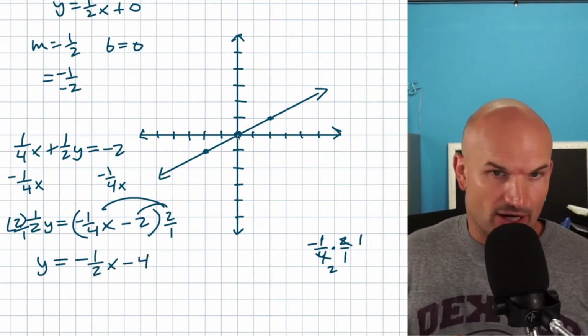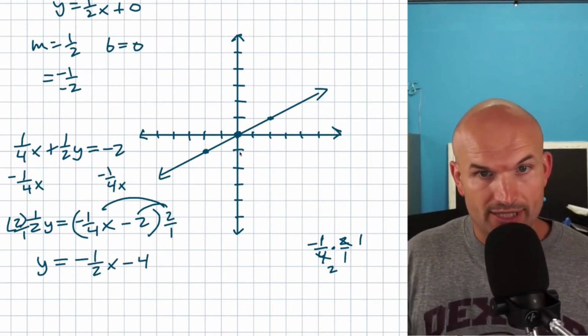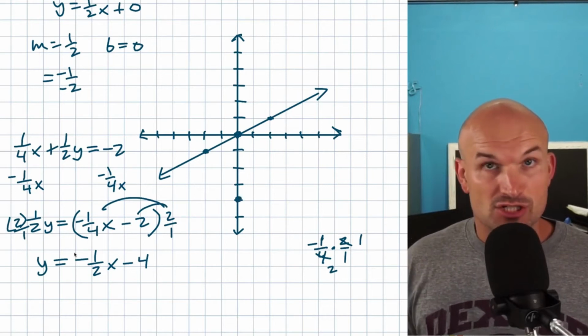So now let's go ahead and find our y-intercept of -4. So 1, 2, 3, 4. Again, remember our slope is negative, right?